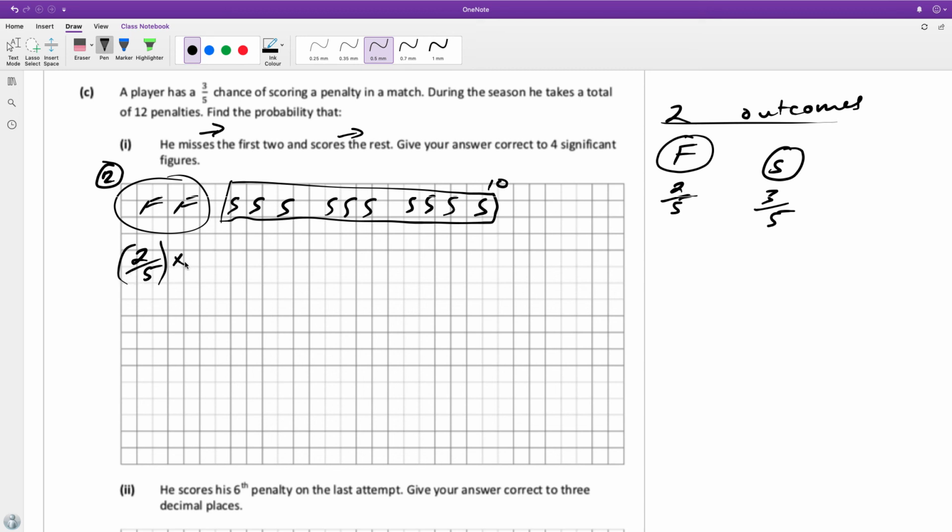And, exactly. Multiplied by 2 over 5, multiplied by 3 over 5, by 3 over 5, by 3 over 5, which is 3 over 5 to the power of 10. So that's 2 over 5, multiplied by 3 over 5 to the power of 10. You could also do 2 over 5 by 2 over 5. You could do it out the long way, but that's just speeding things up a bit. 2 over 5 squared multiplied by 3 over 5 to the power of 10.